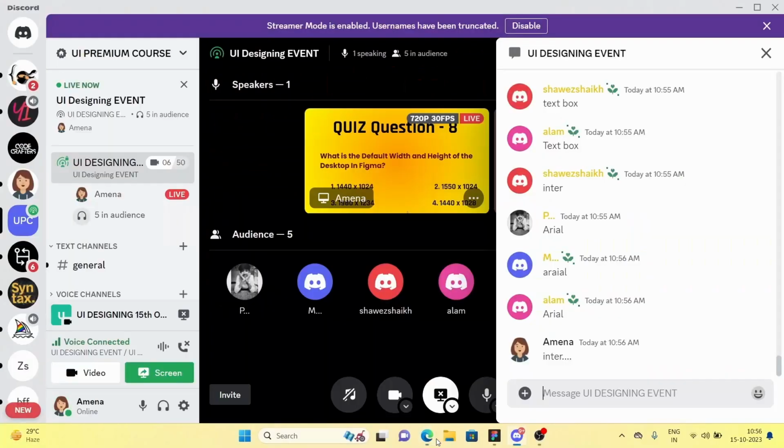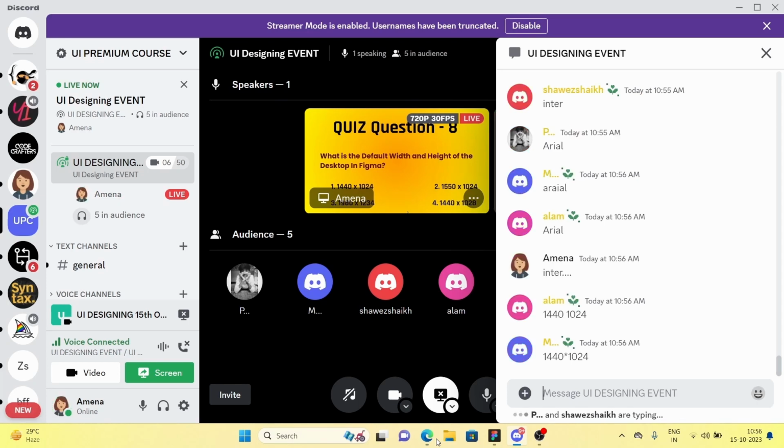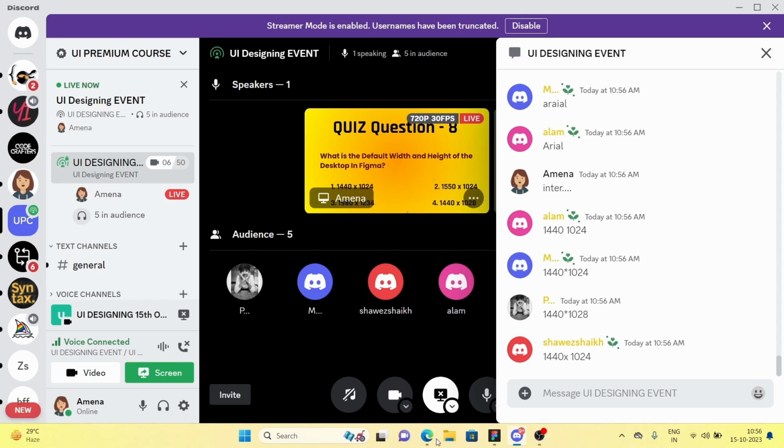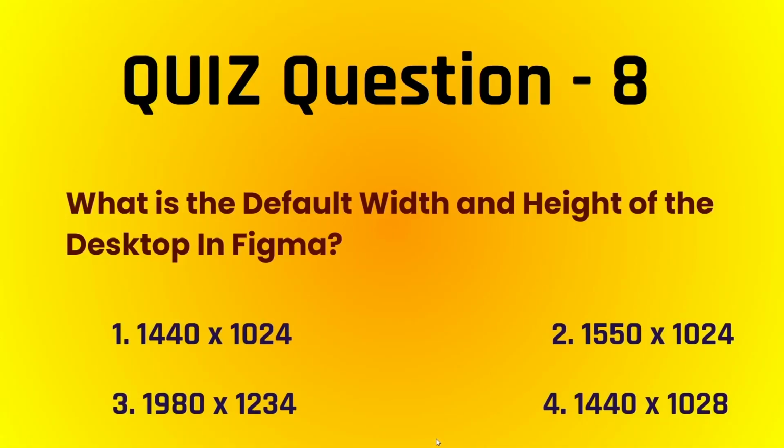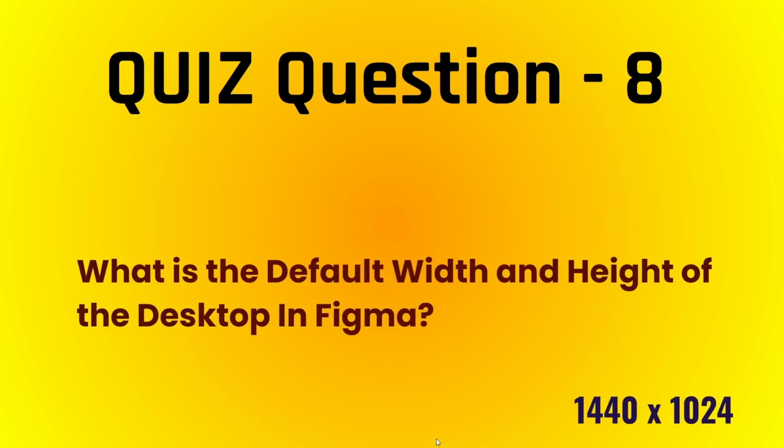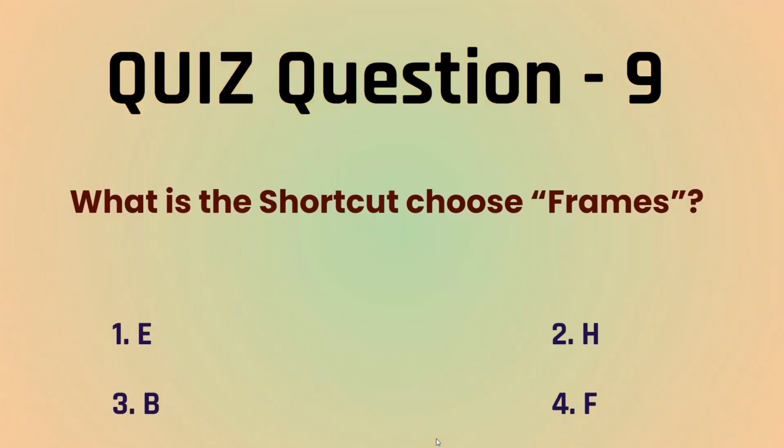Okay. What is the default width and height of the desktop in Figma? I want everybody to write full answers. First person who answered is Alam. Very nice. Remember your points, okay? I'm not counting the points. You guys have to remember your points, right? It is 1440 width and 1024 as the height.